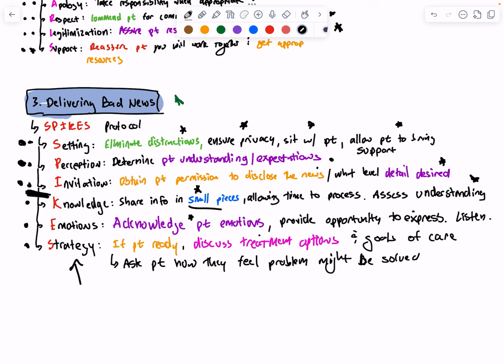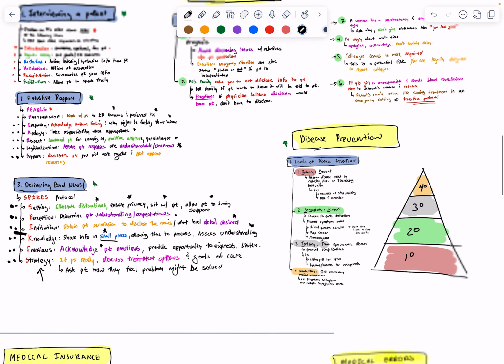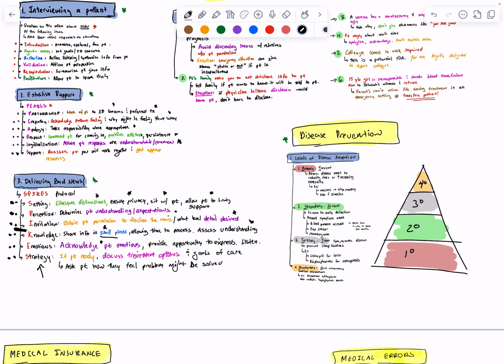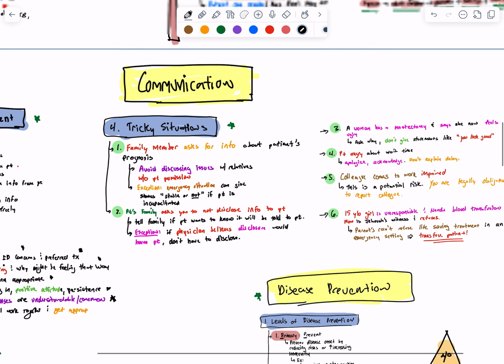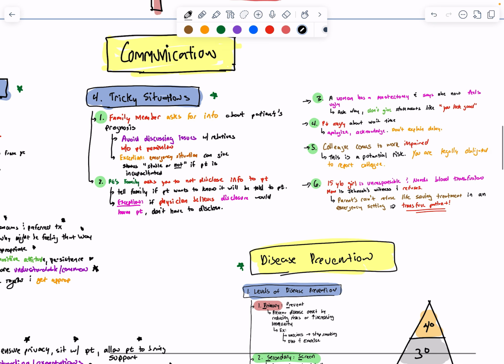We've asked them how much information they would like, and then we start hitting them with some knowledge, let them express their emotions, and then finally we end with strategy. All right, so strategy comes last. What are the goals of the treatment?